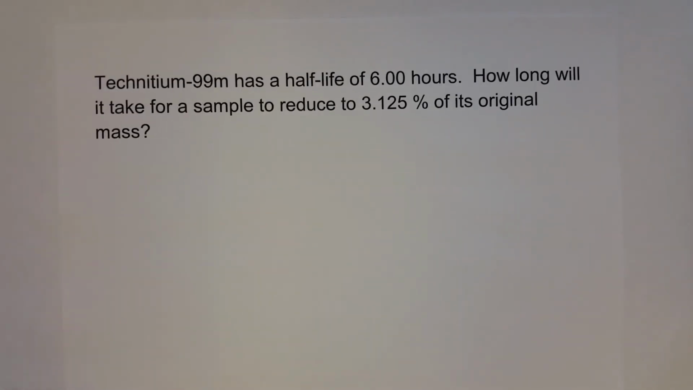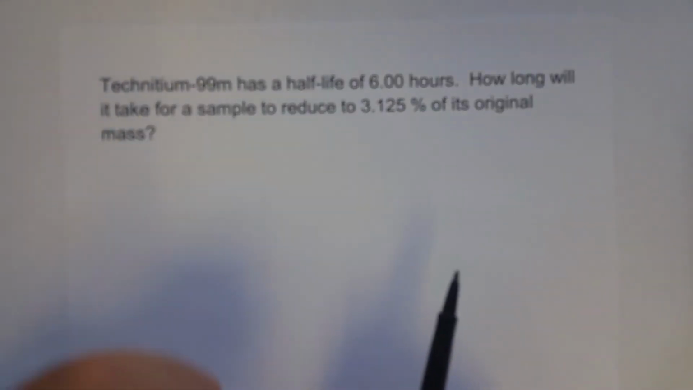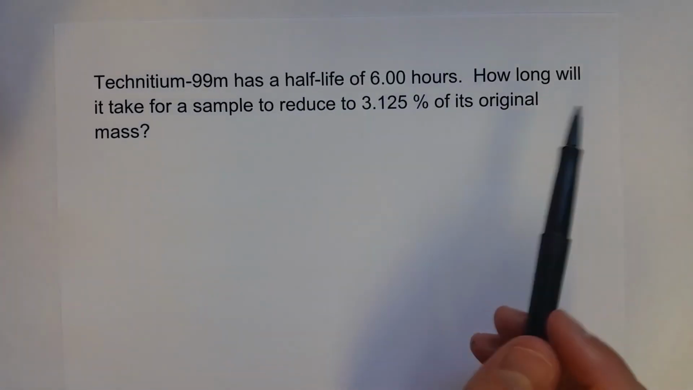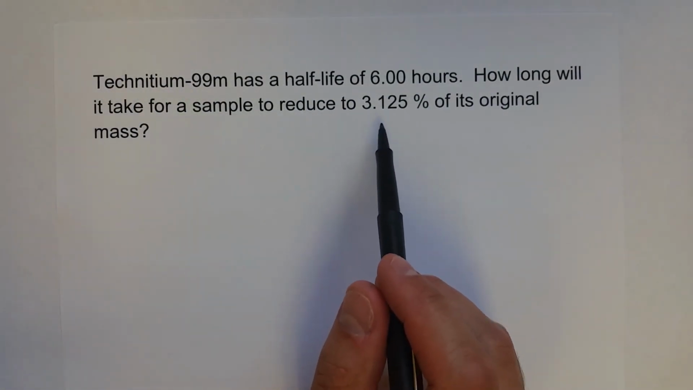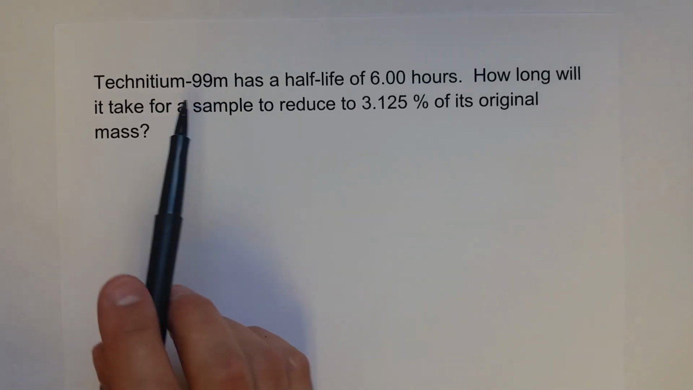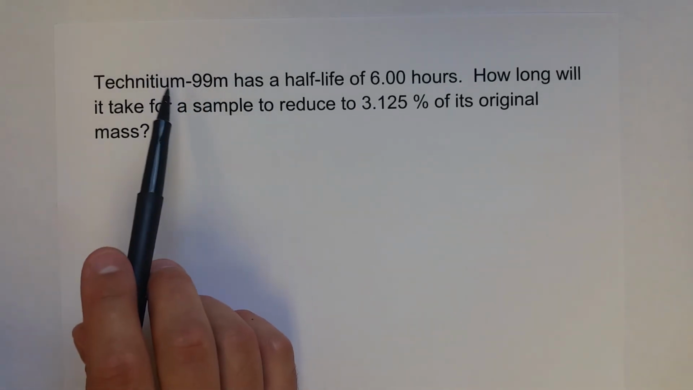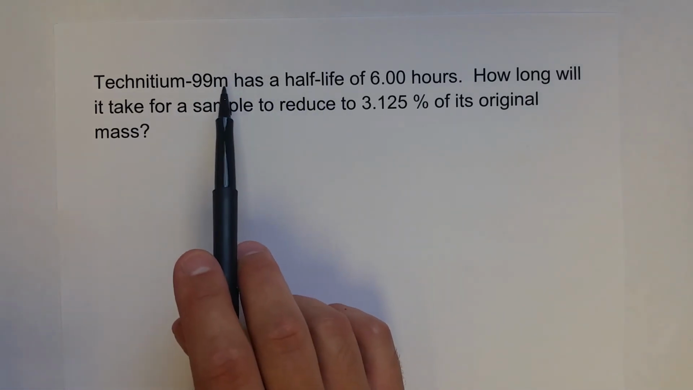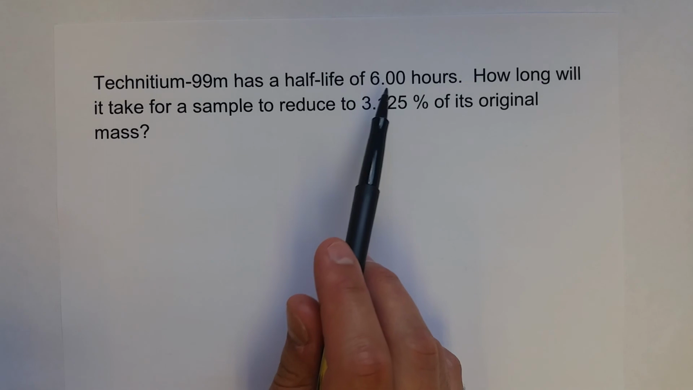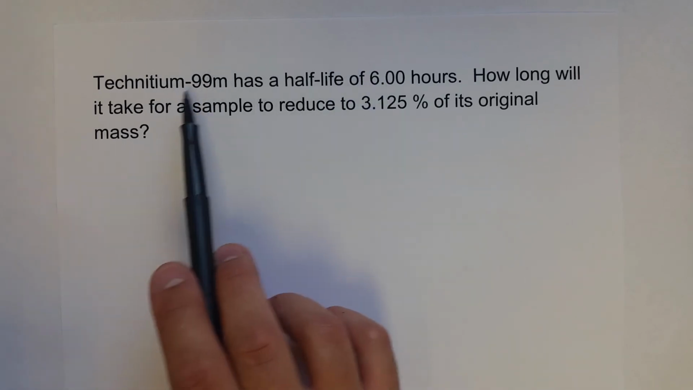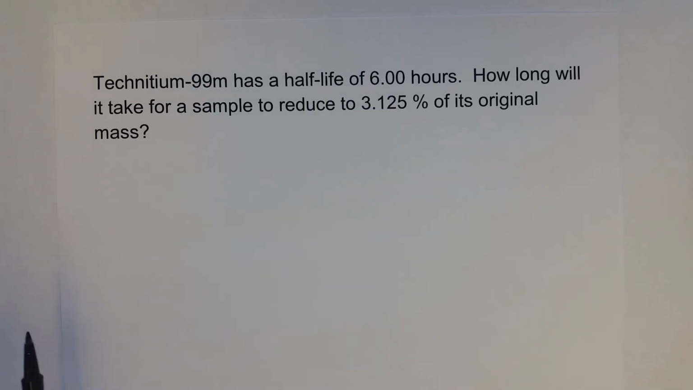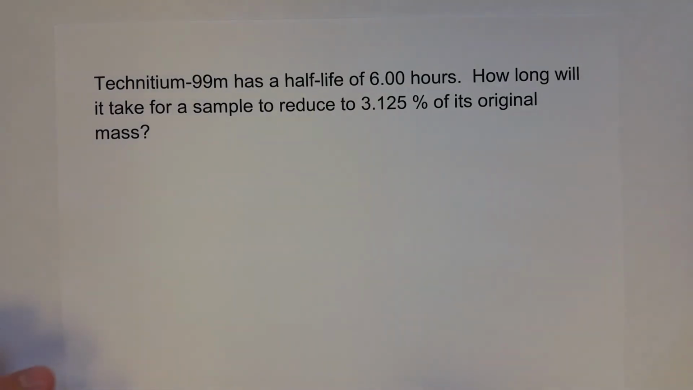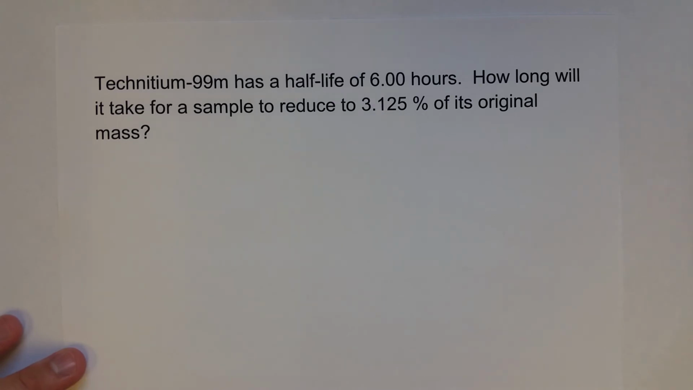Okay, here's another type of problem that we can use half-lives for: determining how long it would take until a sample decays to a certain amount. So in this question, we've got technetium-99m. That's a gamma ray emitter, so you often see the M after it, for metastable. The half-life of this radioactive isotope is 6 hours, and so this question asks how long will it take for the sample to reduce to 3.125% of its original mass.